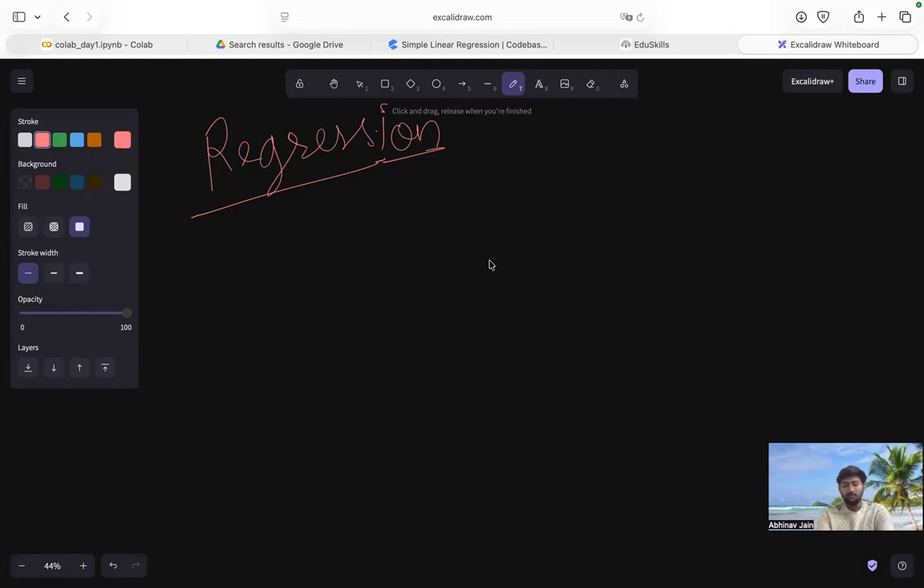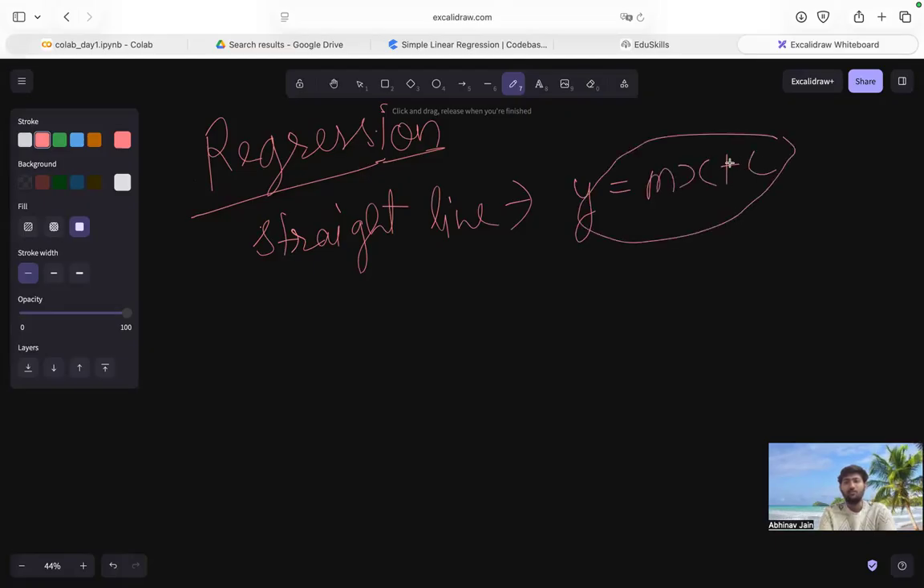Okay, so what is the basic concept we follow in regression? The basic one is how we used to solve problems for a straight line. If you remember, what is the equation of a straight line? That is y equals mx plus c. But how is regression related to straight lines and the equation which I just wrote here?